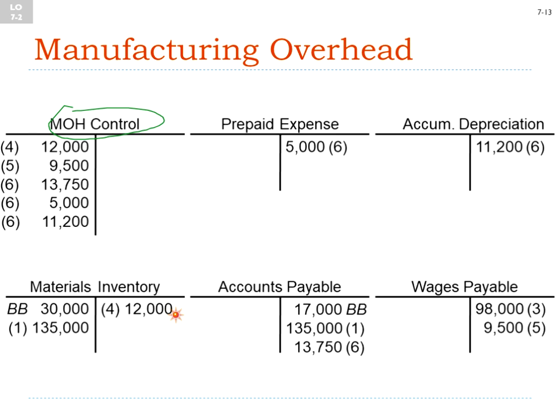Let's see, we had the utilities and other factory expenses, and it says to credit accounts payable, which we did there. Wages payable was credited as well. Accumulated depreciation was also credited, and then we also get to a prepaid expense. So if you recall, prepaid expense is actually not an expense. Prepaid expense is an asset account, right?